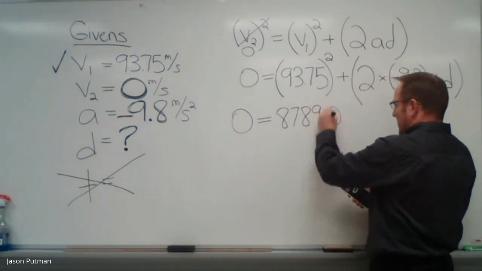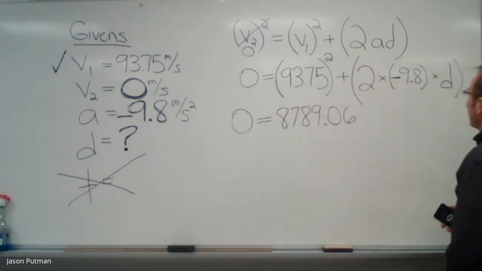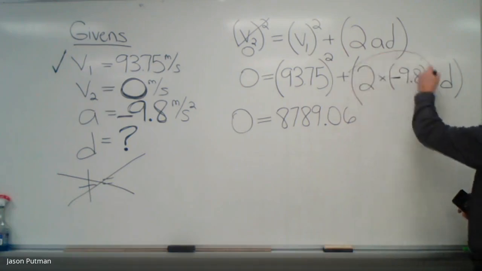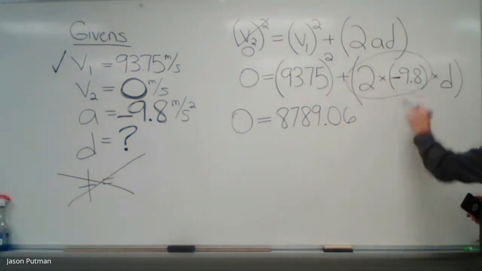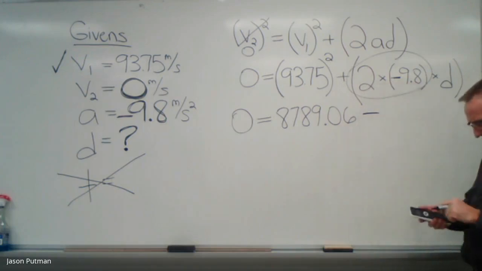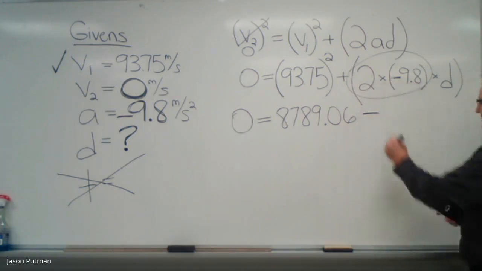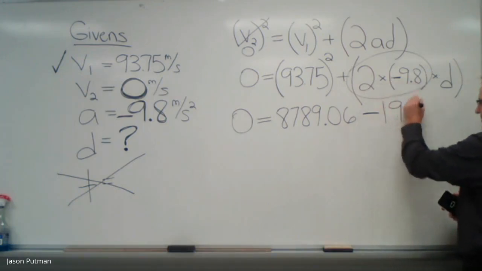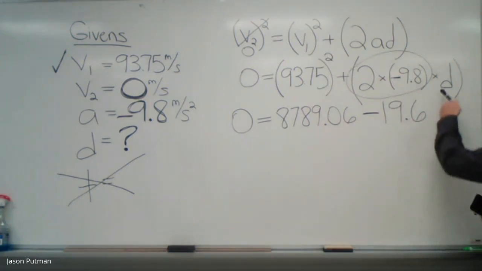8,789.0. I'll keep 2 decimal places, 0.6. Might as well do this. 2 times negative 9.8. That's going to be negative, I forget, what is that? 9.8 times 2. Negative 19.6. And then it's still multiplication with D.